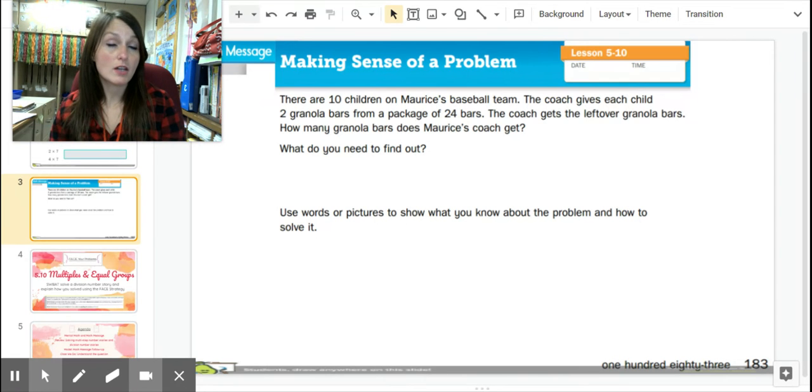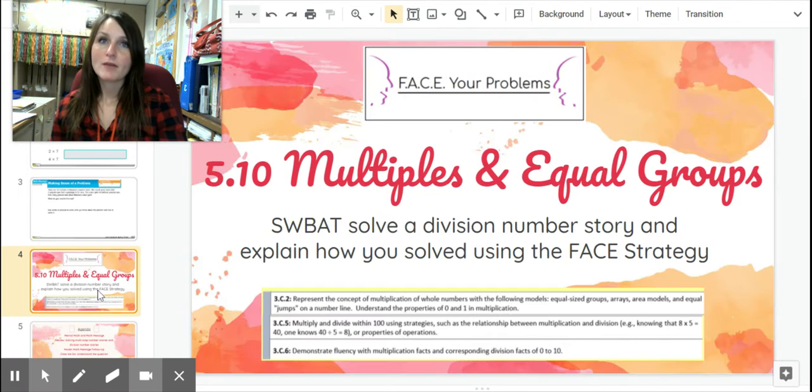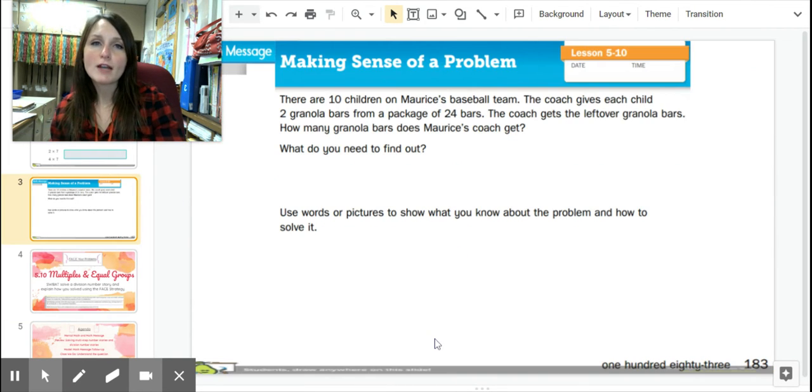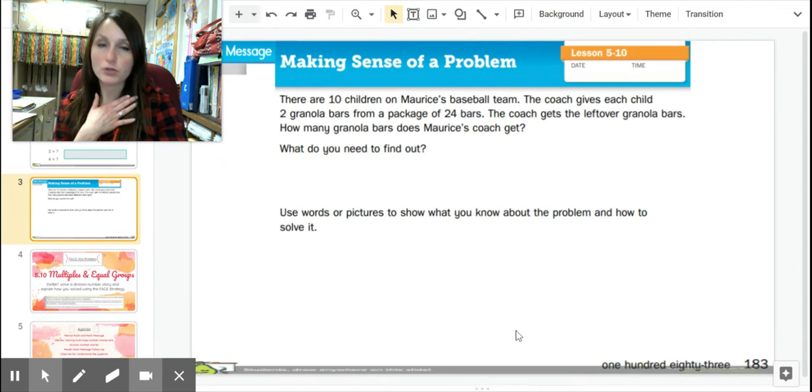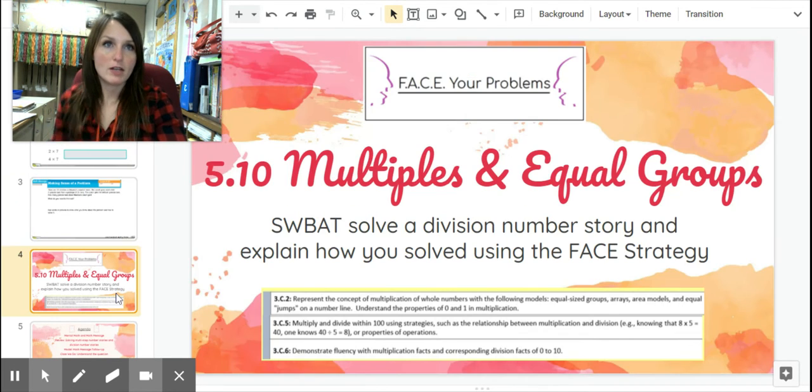I'm going to then explain what I would do. We could both have different strategies and come up with the same answer. So I'm interested in seeing what you guys think here first. Because today we're going to solve a division number story and explain how you solved using the FACE strategy. So here you can use the FACE strategy from what you remember, or you can just work it out and solve it. And then I will show you how I would use the FACE strategy to solve it.